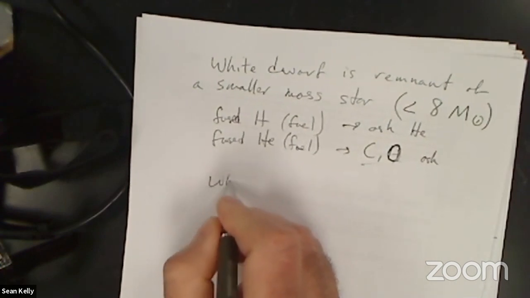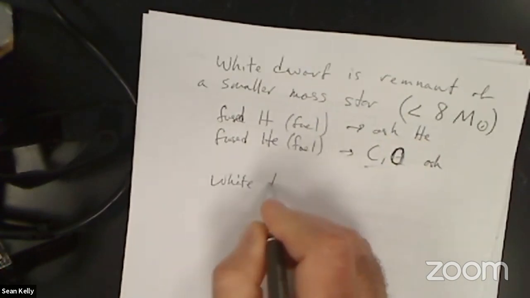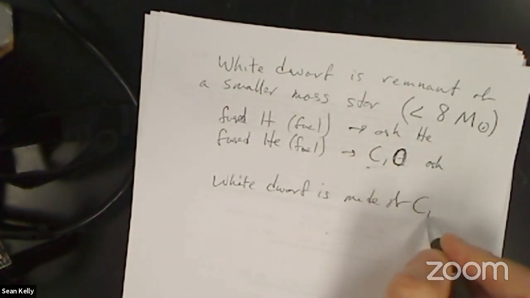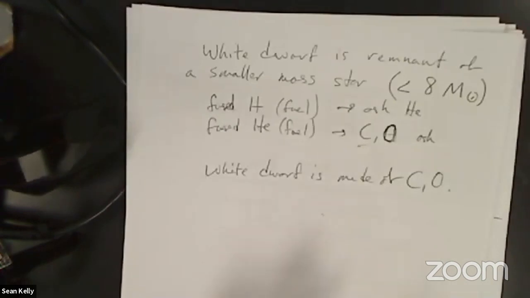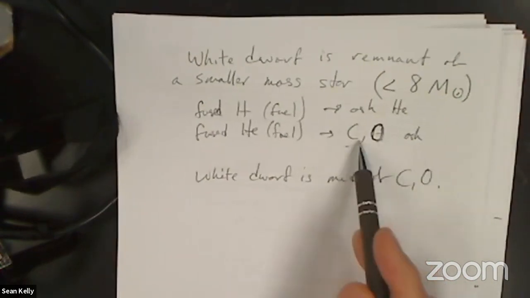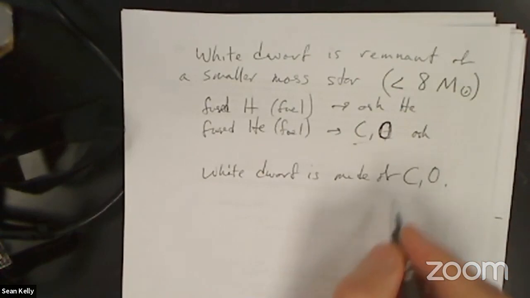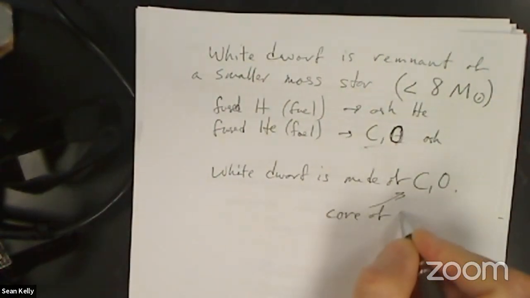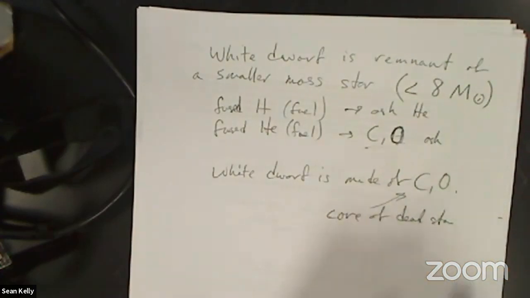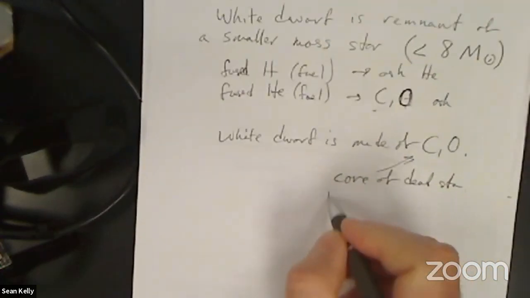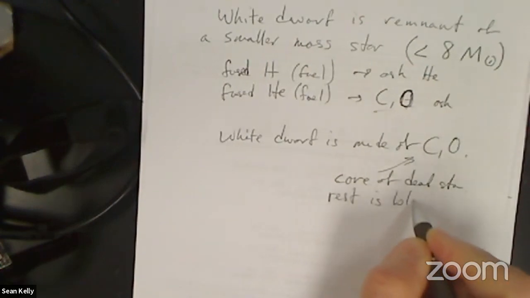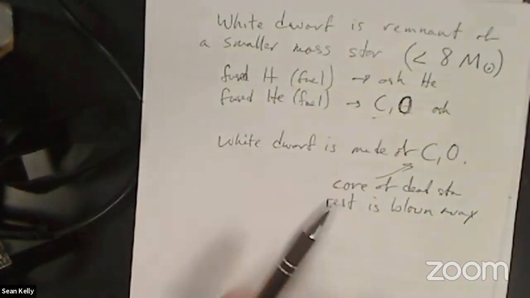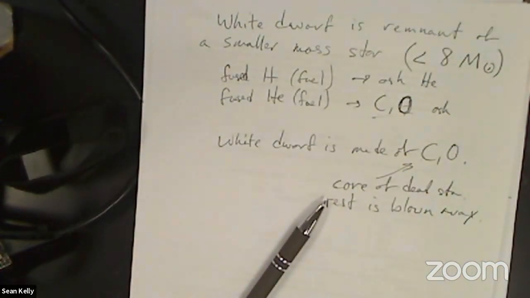So what is a white dwarf made of? A white dwarf is made of carbon and oxygen, okay? So it's the carbon and oxygen that couldn't be fused. And it's mainly the core, right? The core of the dead star, right? The rest has been blown away. The rest is blown away to make these beautiful planetary nebulae, okay?